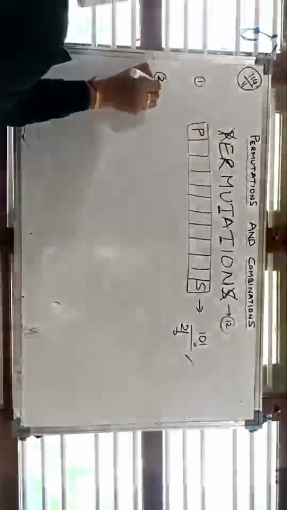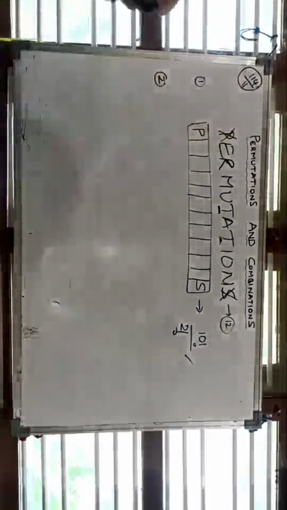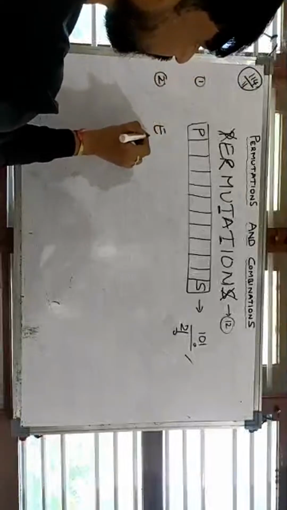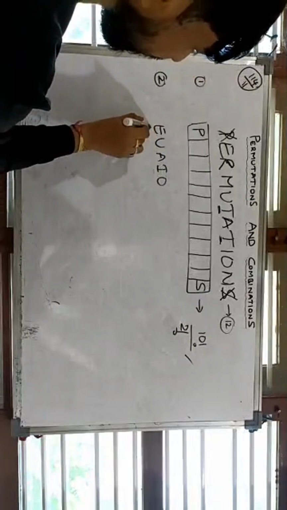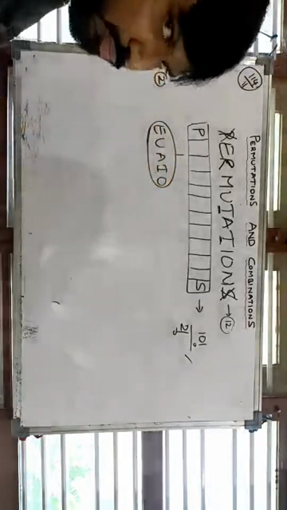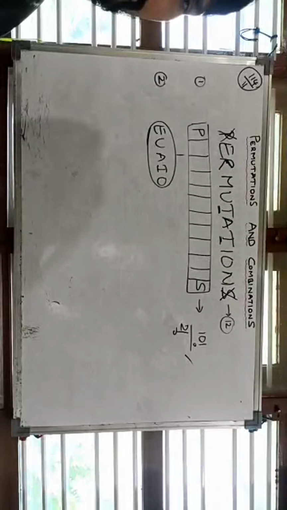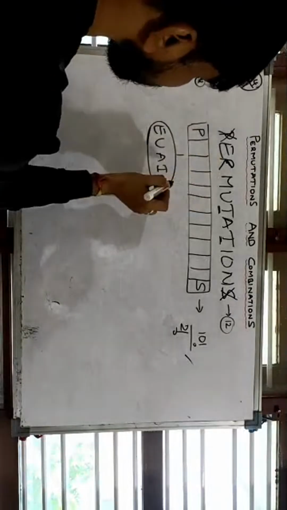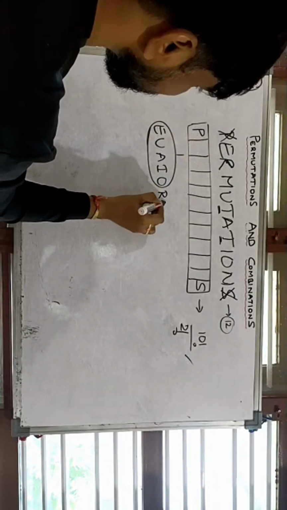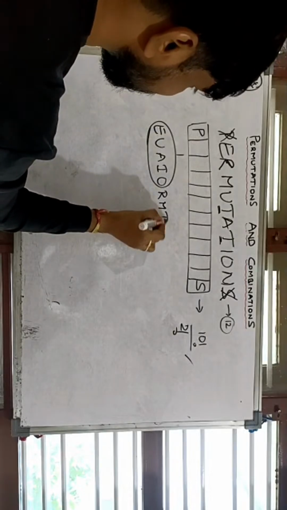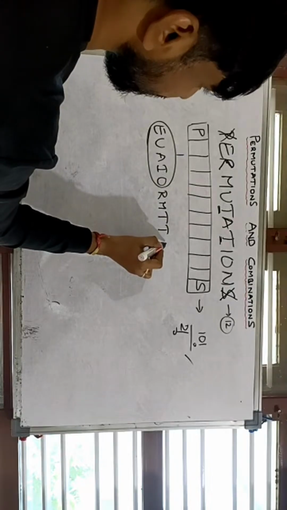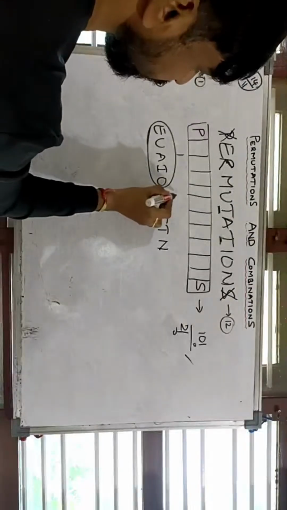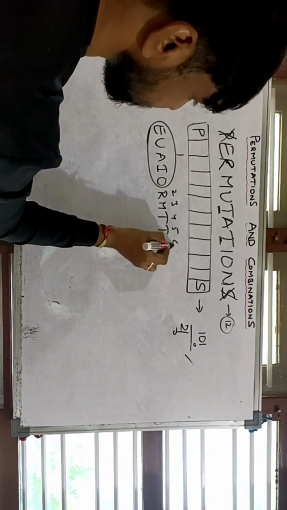Let us come to the second question: vowels are all together. What are the vowels here? In PERMUTATIONS, E is a vowel, U is a vowel, A, I, O are vowels. Let these be treated as one unit. All vowels together means you call them one unit. Then the remaining letters are P, R, M, T, T, N.